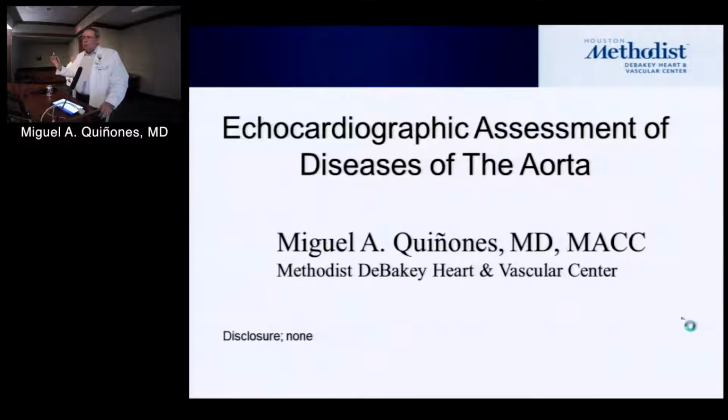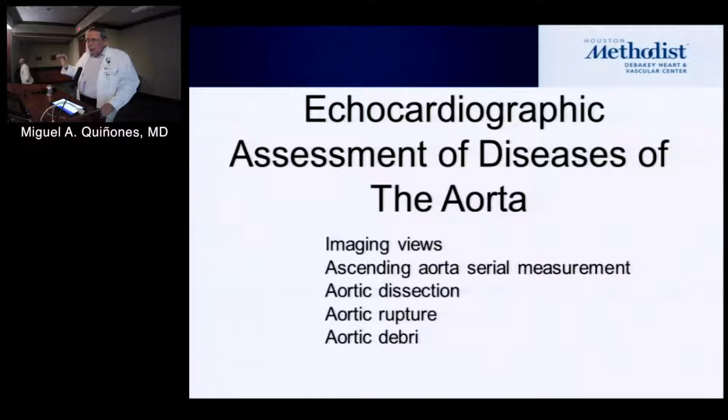So I'd like to spend time on the imaging views by transthoracic echo and TEE. A very important topic is the serial assessment of ascending aorta size, and you'll see why this is very practical. We'll talk a little bit about dissections, again, because TEE is still the easiest technique to have at the bedside when you have a critically ill patient with a dissection. Again, we use it less these days because many patients have already been diagnosed elsewhere, or because we can diagnose them rapidly now with the dynamic CT.